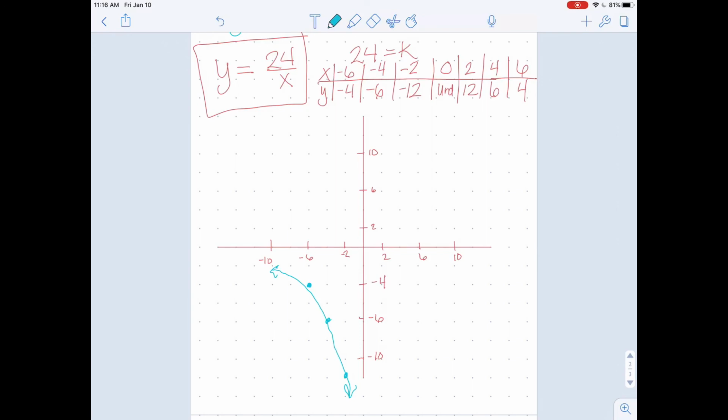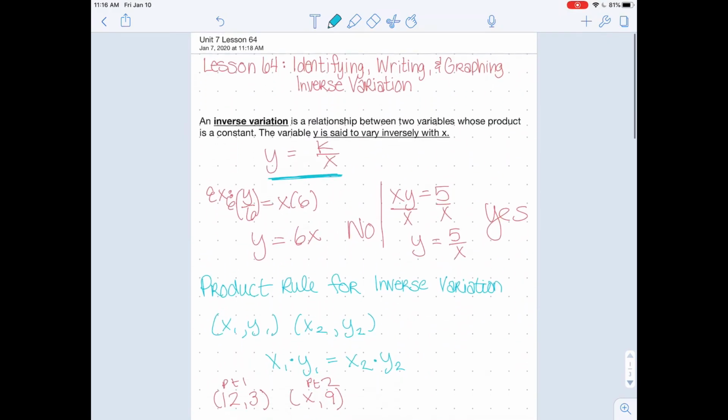Then on the other side, we've got 2, 12, 4, 6, and 6, 4. And we've got another little U happening because it cannot cross at 0. It can't come anywhere near this line because x cannot be 0 for an inverse variation. So the graph for an inverse variation looks a little bit different than most of the graphs we've worked with this year.